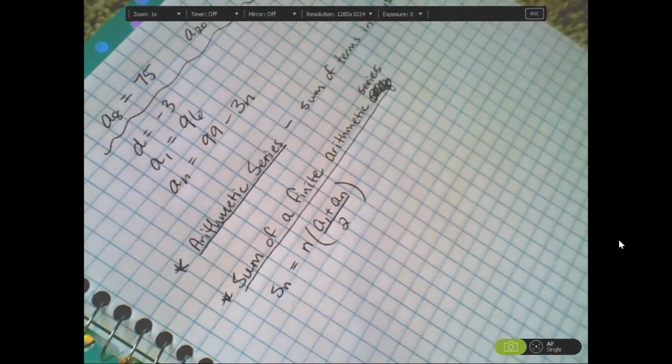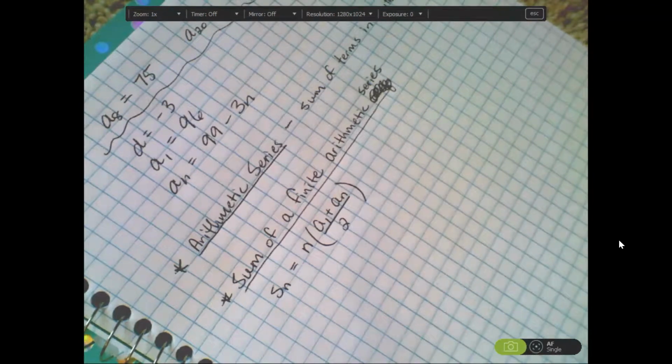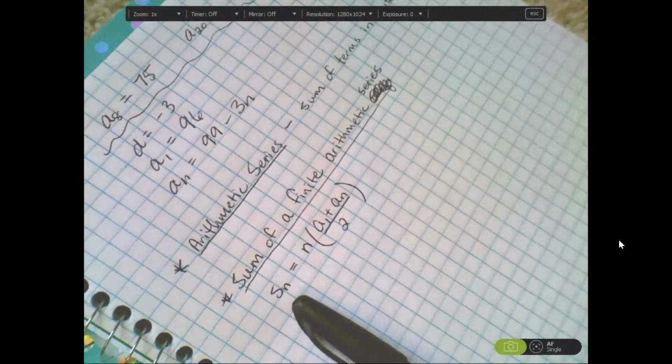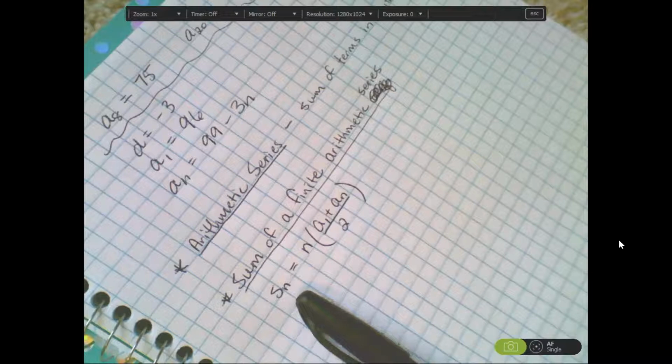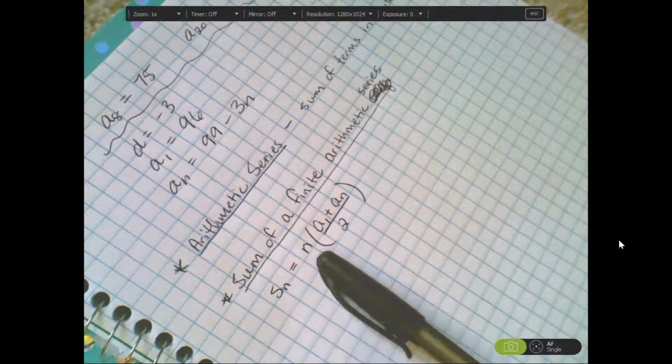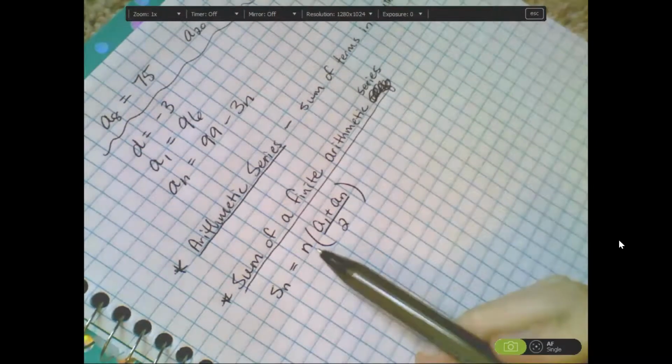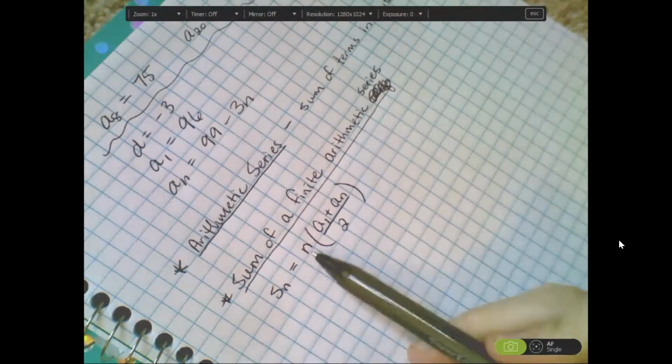So S just means sum. N is the number of things that we're adding together. So if this were a 7, we would be adding together the first 7 terms of the sequence. This N is the same as this N. So this is how many things we're adding together.